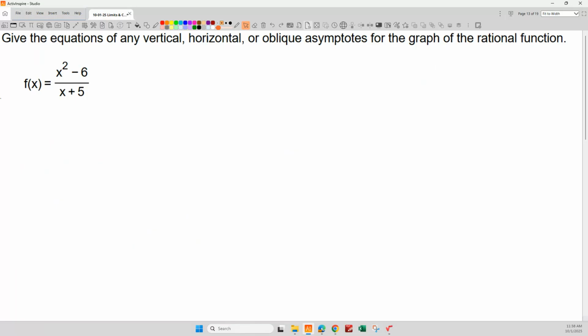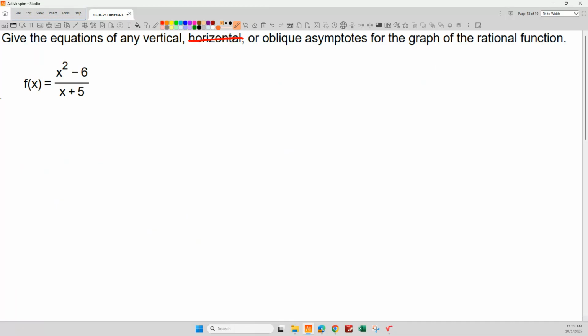Vertical, horizontal, or oblique asymptotes. Okay, thumbs up or down: does it have horizontal asymptotes? Down, right? And how come? The top has a higher degree polynomial than the bottom, so it can't. So we know it doesn't have horizontal.